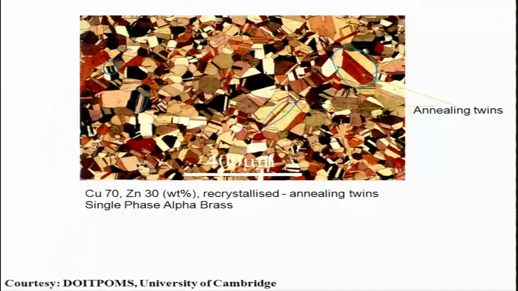So, these are twins. So, a lot of these sharp faces, twins form as a result of annealing, and this is a manifestation. This is basically a single phase alpha. So, matrix is basically alpha, and these are twins forming within the alpha phase itself.